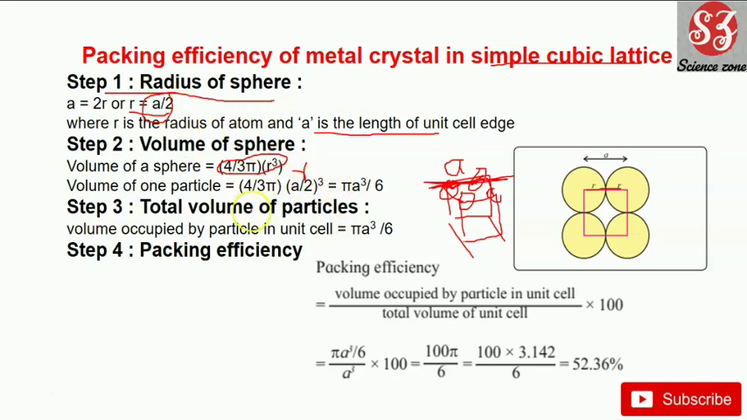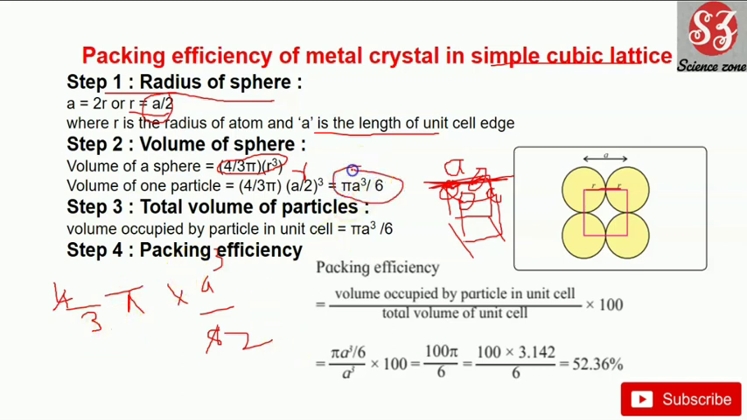If you solve this, it is 4 by 3 pi into a cube by 8. So it becomes 2, and what is left is pi a cube divided by 6, right? Pi a cube, 3 into 2, 6. So you get this.